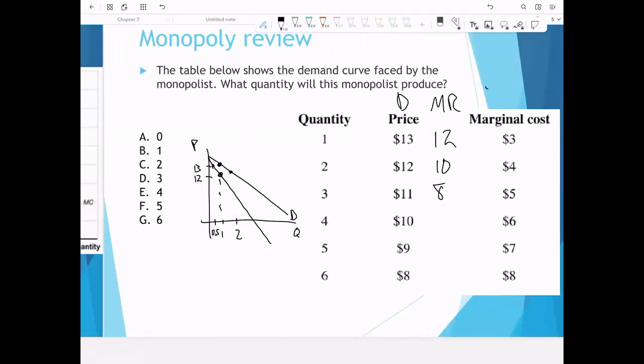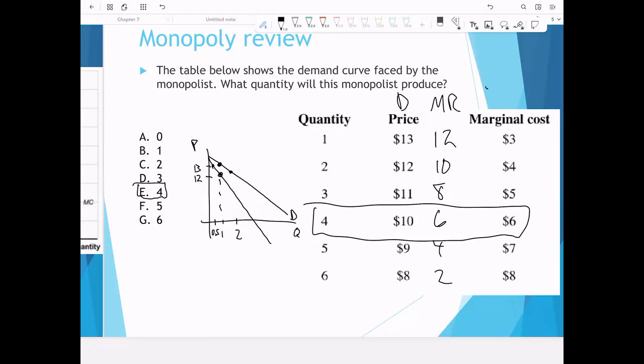So where does the marginal revenue curve equal the marginal cost curve? Well, we haven't gotten there yet, right? So at a quantity of 4, we know that the slope, now we can figure it out, is going to be -2. So our marginal revenue is going to be 6, and then 4, and then 2. So at a quantity of 4, marginal revenue equals marginal cost. That's the profit maximizing quantity for the monopolist. So the answer is going to be B.